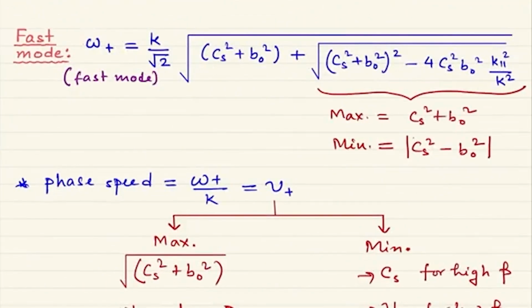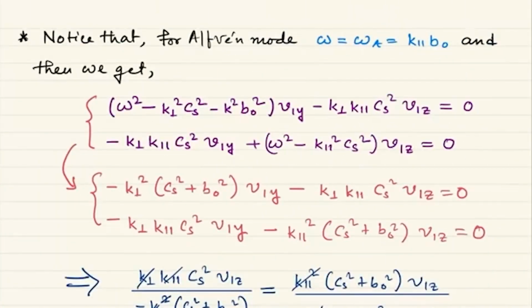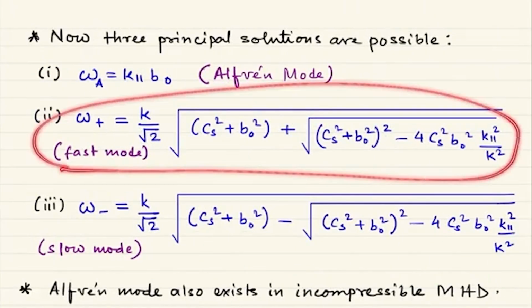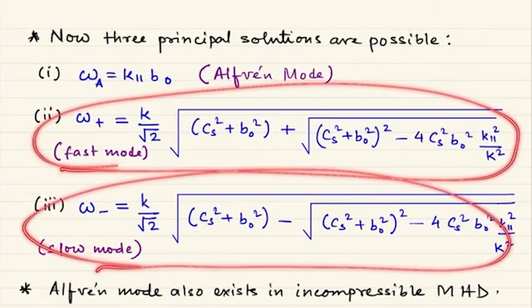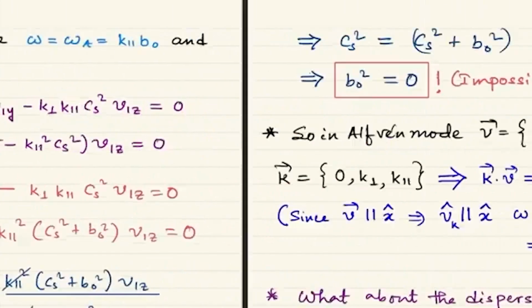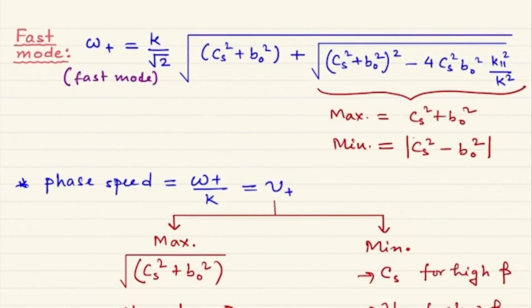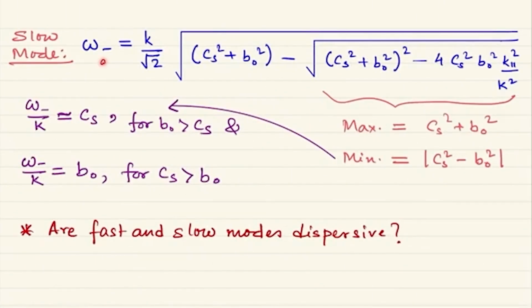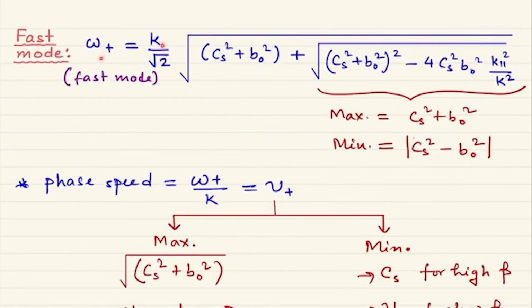What about the other two? There are two other modes. One is called the fast mode, and this one is called the slow mode. It's not first, it's fast mode. The fast mode has this dispersion relation. We just call it omega plus, and omega minus for the slow mode. So omega plus is k by root 2, and this whole factor, as I said.